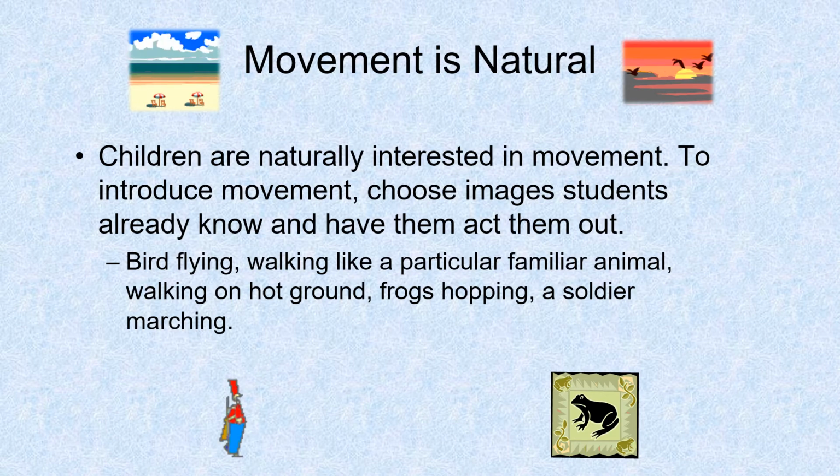For example, they see birds flying, animals walk in different ways. For example, the intensity and the tempo of an elephant walking is a whole lot different than that of a smaller animal like a squirrel. They can walk on hot ground. We can see a soldier marching. Some animals, like frogs, hop. So you can start movement by starting where they're already at, the movement that they have already witnessed, and have them act it out.